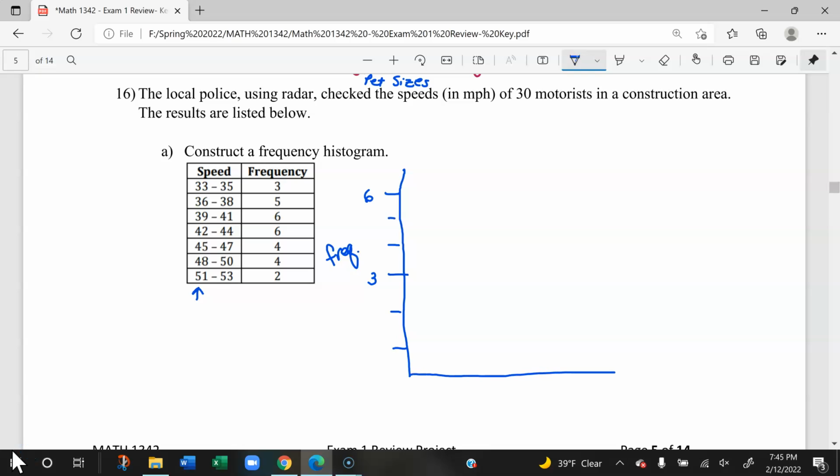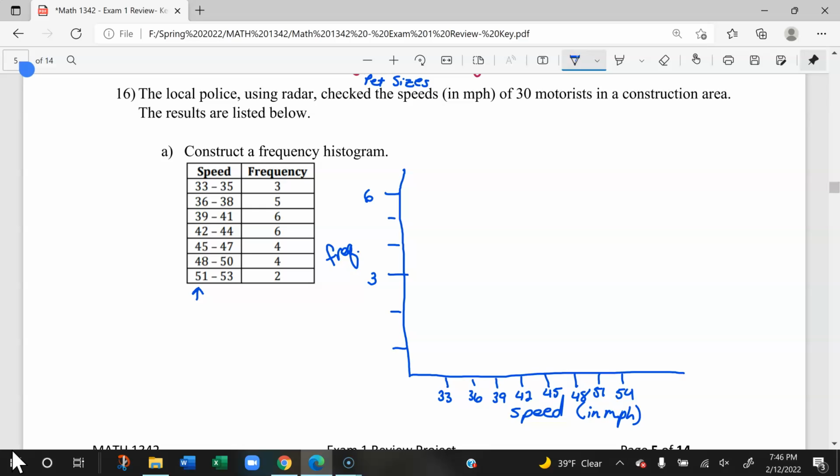And then along the x-axis, we're going to be talking about speed in miles per hour. And then we're only going to put our lower limits here. So we'll have 33, 36, 39, 42, 45, 48, 51, and then we actually need to go to the next lower limit, which is going to be 54.